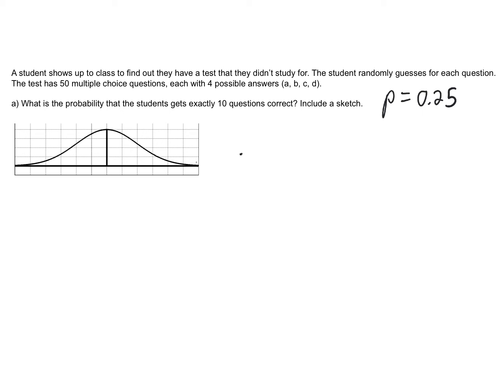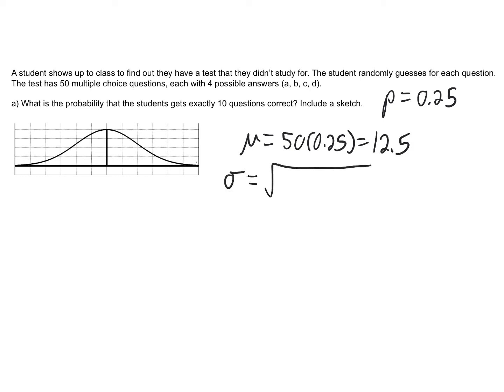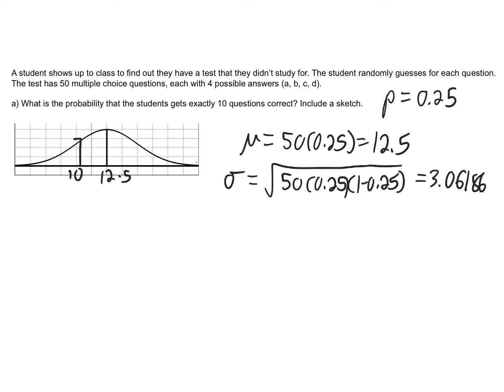Now, we're going to need our mean, which will be np, which is 12.5, and we're also going to need our standard deviation, which is approximately 3.06186. Now that we have that, let's look at our table. We want exactly 10. Now we know the mean is 12.5, so 10 will be somewhere around here. But remember, it's actually a bar. Okay, so we're actually going to look at from 9.5 to 10.5.